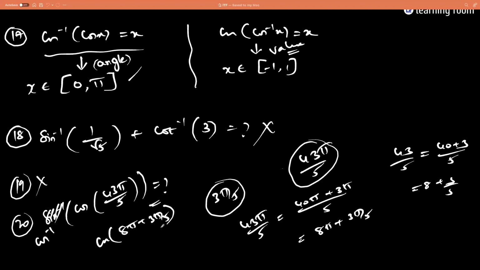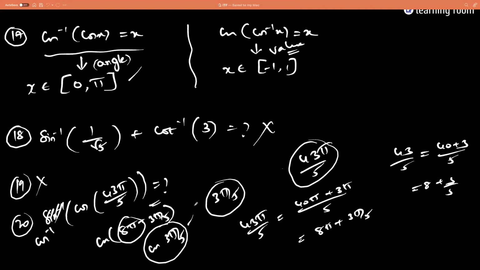Which quadrant are you entering into? Second quadrant, sir. So here, 8 pi plus 3 pi by 5, I'll write it as cos 3 pi by 5 only. So cos inverse of cos 3 pi by 5 will be 3 pi by 5. Sir, why can't we write it as 9 pi minus 2 pi by 5? That makes more sense actually.